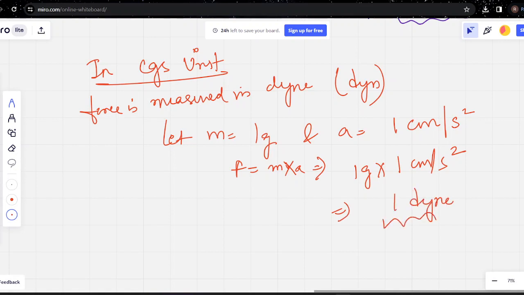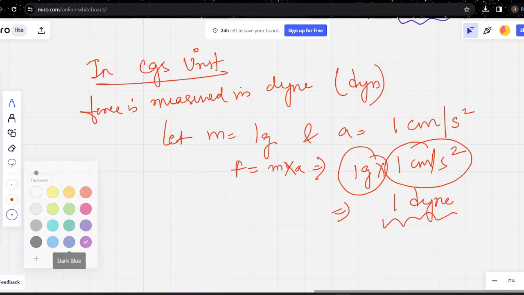So, how can we define 1 dyne? 1 dyne is that much force while acting on a mass of 1 gram produces in it an acceleration of 1 centimeter per second square. This is in terms of CGS unit.